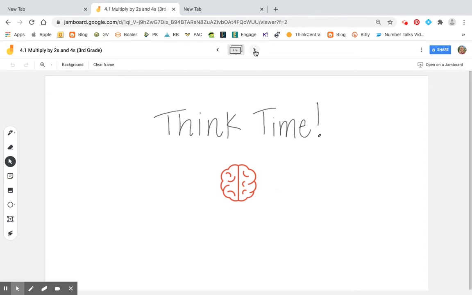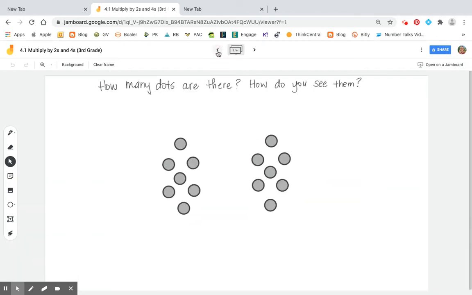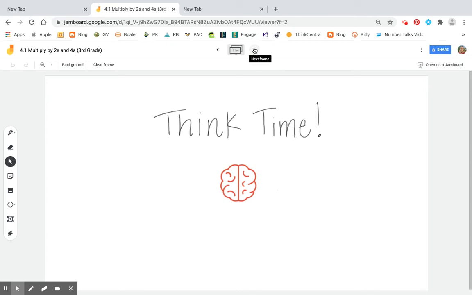All right, it's think time. All right, ready? I'm going to show you again. All right. How many dots do you think there are, and how do you see them?